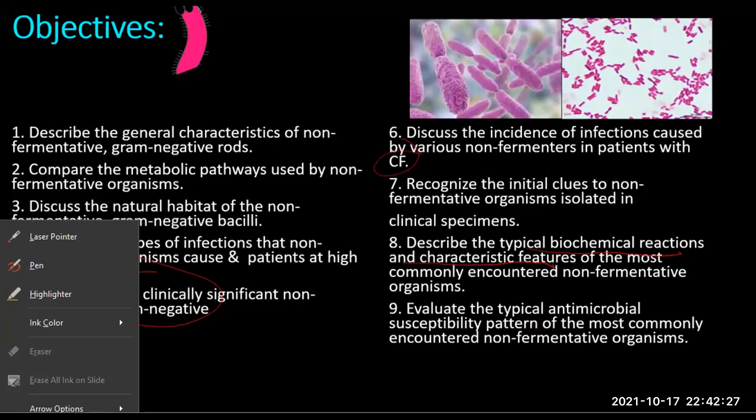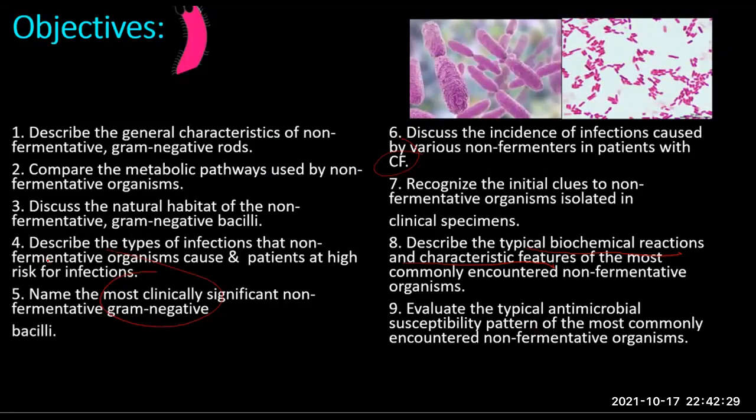So the first one is we need to describe the general characteristics of non-fermentative gram-negative rods. Second, compare the metabolic pathways used by non-fermentative organisms. Third is discuss the natural habitat of the non-fermentative gram-negative bacilli. Fourth is describe the types of infections that non-fermentative organisms cause in patients at high risk for infections.